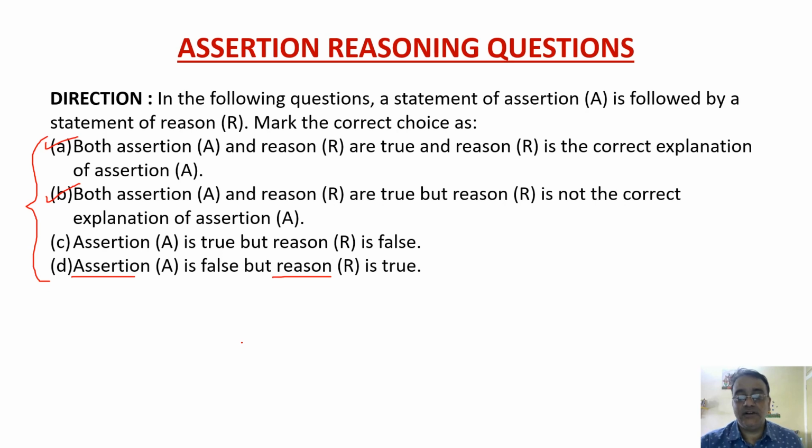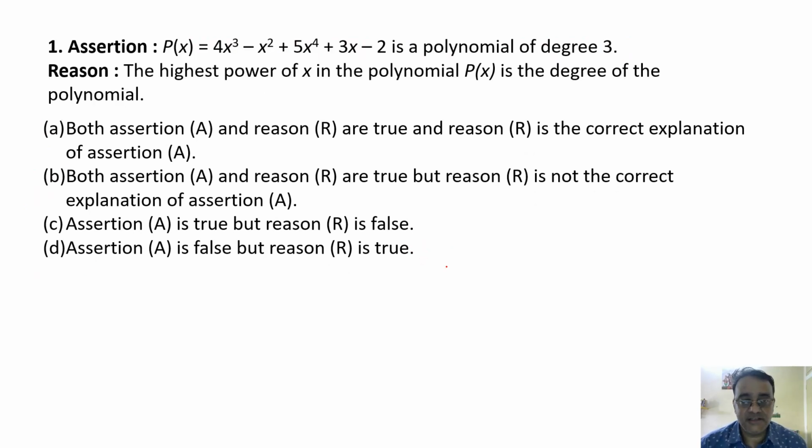If assertion is true and reason is false, of course this one, and if assertion is false and reason is true, then this one. Okay, so we'll start with the first question. Assertion is given: p of x is equals to 4x cube minus x square plus 5x to the power 4 plus 3x minus 2 is a polynomial of degree 3, right? And the reason it is given that the highest power of x in the polynomial p of x is the degree of polynomial.